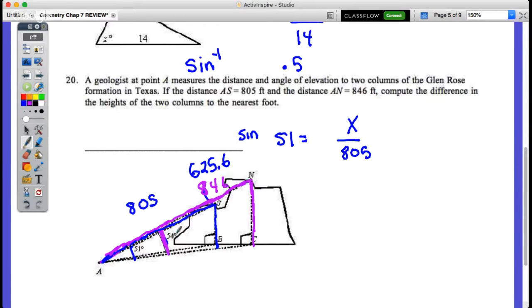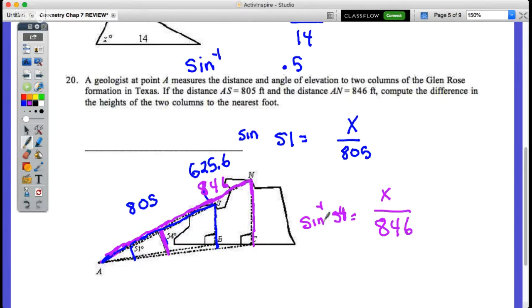846. This time he has to look up a little bit higher, right? So that angle of elevation is a little bit greater. The hypotenuse is 846. Okay, X, or whatever you want. And this is sine of a 54-degree angle.